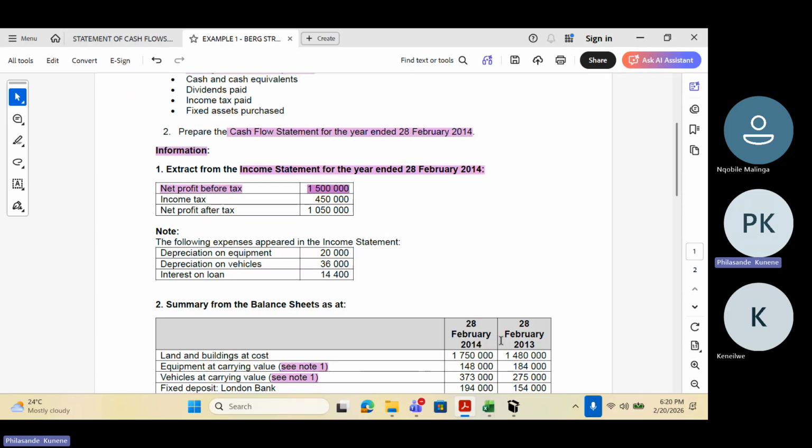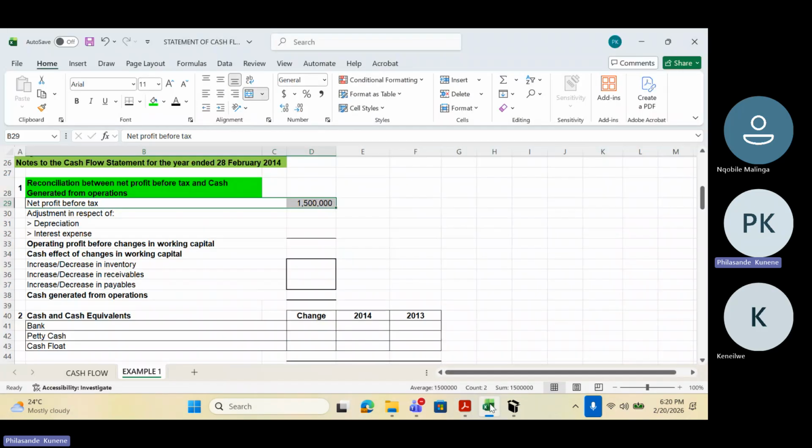Secondly, we have income tax. Okay, what does the note require? It requires adjustments in respect of depreciation. Why are we adjusting the depreciation? Because from this profit before tax of 1.5 million, depreciation is included in that amount. So we have to exclude it. When we say adjustment in respect of depreciation, it means I want to exclude depreciation from this amount. We must not forget that depreciation was subtracted from the profit. Now, if I want to cancel that transaction, I need to add it back. So I will record my depreciation as positive because I have to add it back.